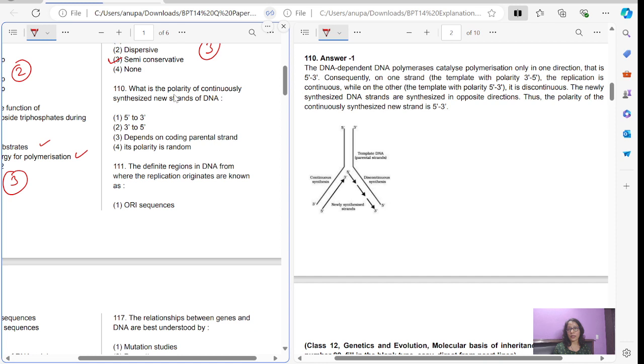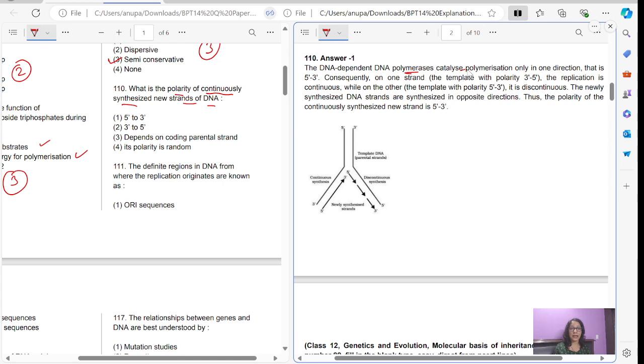It states that what is the polarity of continuously synthesized new strands of DNA? We have to find out the polarity of continuously synthesized new strands of DNA. So we know that DNA dependent DNA polymerase catalyzes the polymerization only in one direction and it is usually 5' to 3' direction, and consequently one strand, the template with polarity 3' to 5', the replication is continuous. That is, this is template 3' to 5' and here the synthesis is continuous. Whereas on the other strand or on the template, the polarity with that is 5' to 3' polarity, it is discontinuous. Means synthesis is discontinuous.